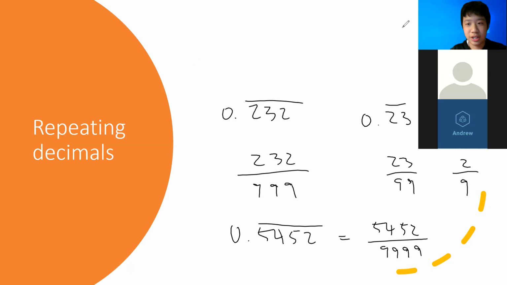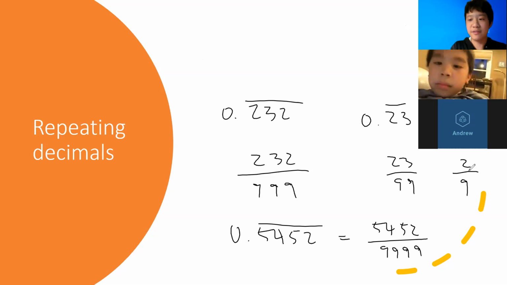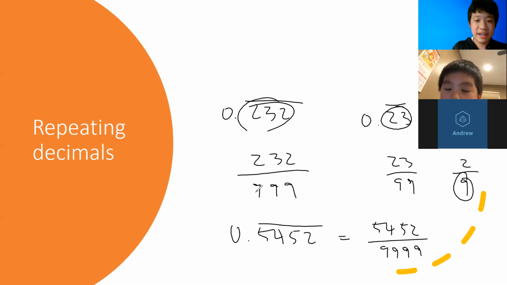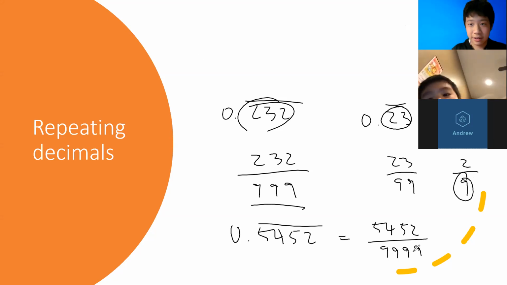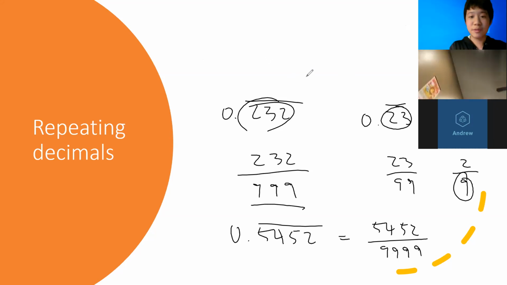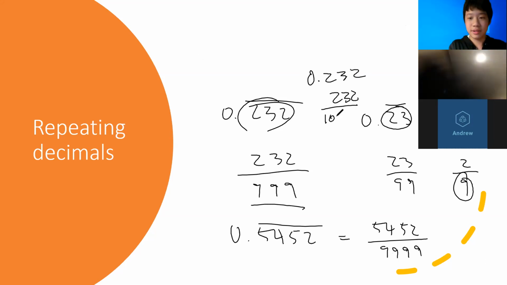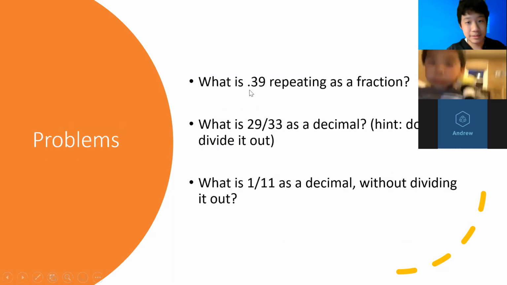Okay, does everyone understand how this trick works? Yeah. So to recap, if we had one digit repeating forever, that's going to be that digit over 9. If we had two digits repeating forever, it's those two digits over 99. 3 digits, 999. 4 digits, 9999. And if we had 5 digits, we would have 99,999. Okay? So that's only for repeating decimals. If these numbers weren't repeating, if it was just 0.232, just like that, that's going to be 232 over 1,000, okay? So be careful. This only applies to repeating decimals, okay?